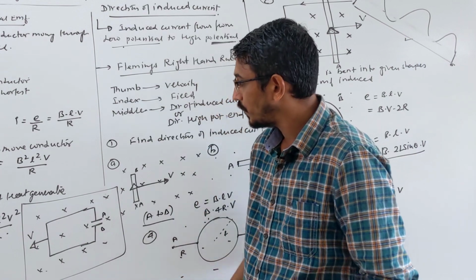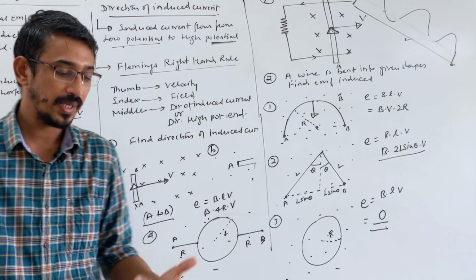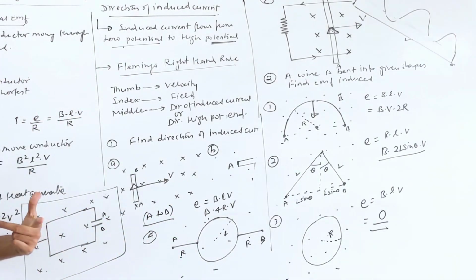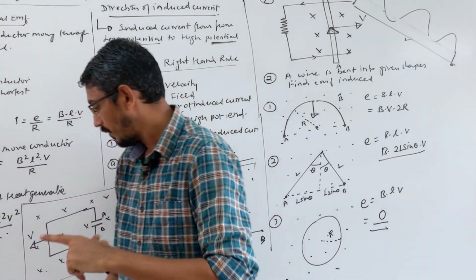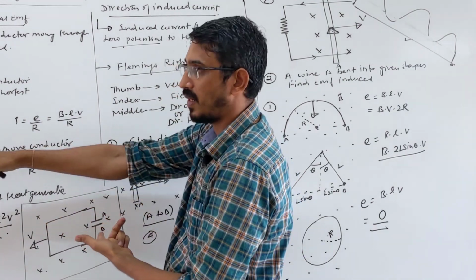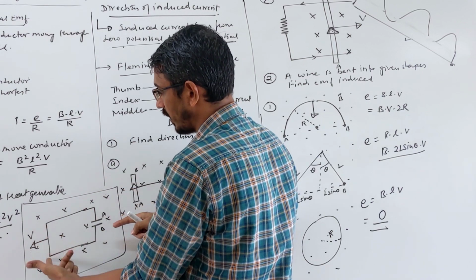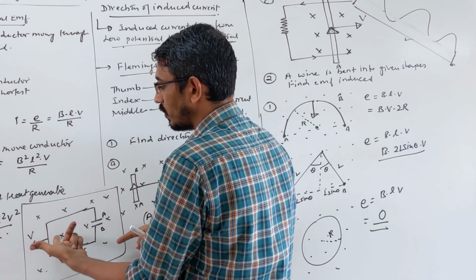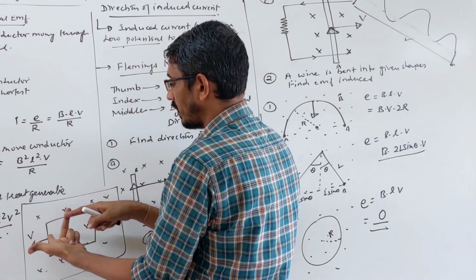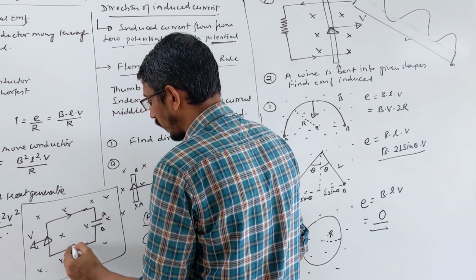So let's find the direction of current in this loop first. Let's see what is happening here. The field is inward, going into the board. Velocity is towards the left. So at this point, current is flowing upward. I'm talking about this wire. The velocity is in that direction and the field is inward, so the thumb shows the current is flowing that way.